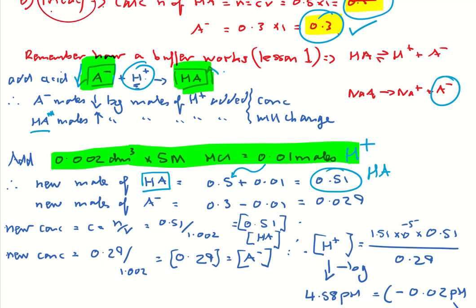Remember, we said up here the number of moles of A- goes down as per the number of moles of acid added. So for my new moles of A-, originally it was 0.3 moles. I have added 0.01 moles of acid, so it's going to go down by that extent. So my new moles of A- is going to be 0.29.